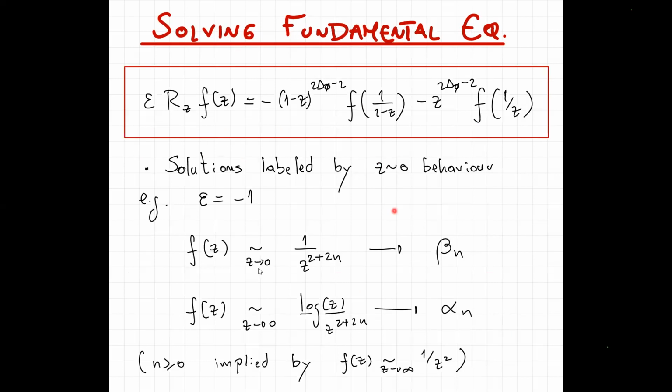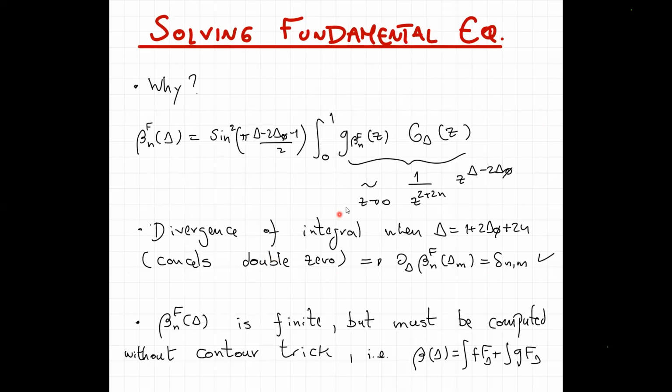So this boundary condition on f at z equals zero is the same one on g, because f and g are related. If I look at this integrand in the vicinity of z goes to zero, the block gives me z to the delta minus 2 delta phi, and this kernel will diverge. And so this integral is divergent when delta is equal to 1 plus 2 delta phi plus 2n. This divergence will cancel partially the double zero.